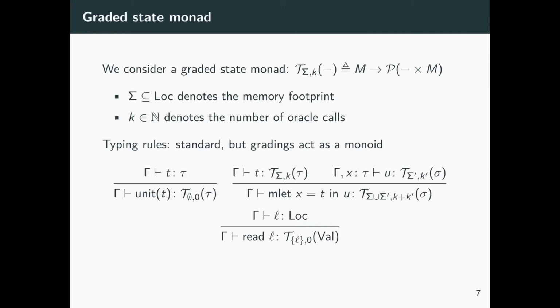So in particular, the unit rule introduces a computation with no cost and no footprint, and the bind rule adds the costs and the footprints together. So note here that the rules in fact act like the unit and the multiplication of a monoid. The rules for other constructs, such as reading or writing, need to add to the footprint the location that they use.